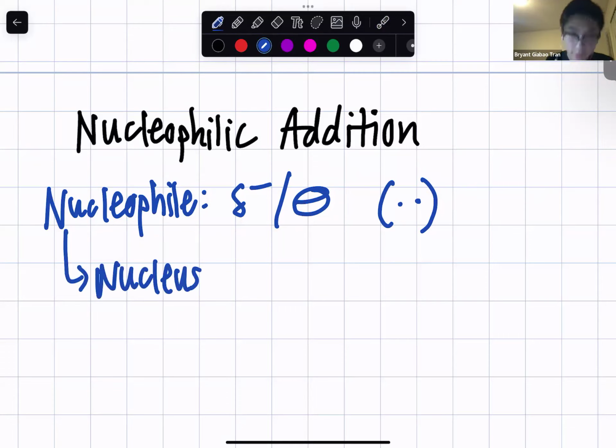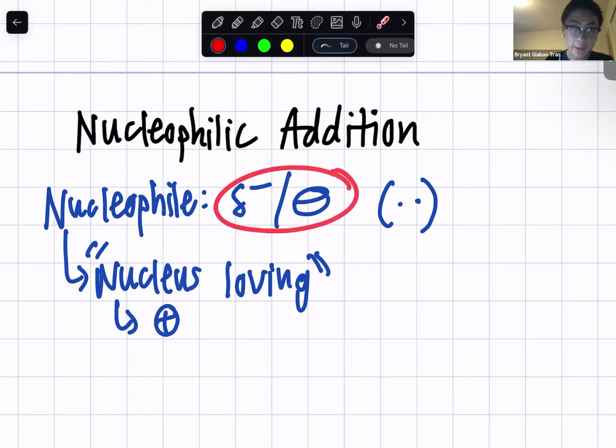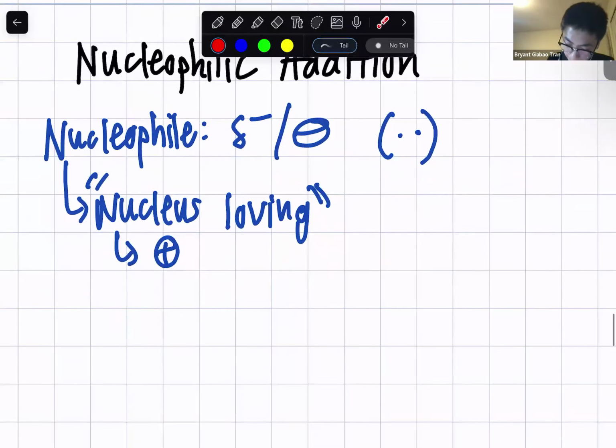Nucleus from the nucleo, phile, meaning loving. Nucleus loving, where the nucleus is filled with protons or positive charges, right? So they want positive charges. They love positive charges. The reason why is because they are negative charges and opposite charges attract. So that's the definition of a nucleophile.